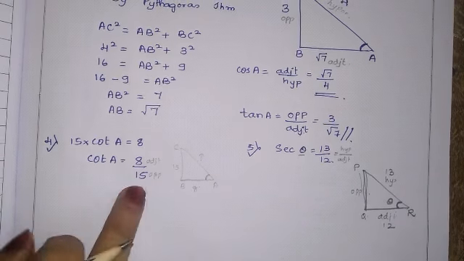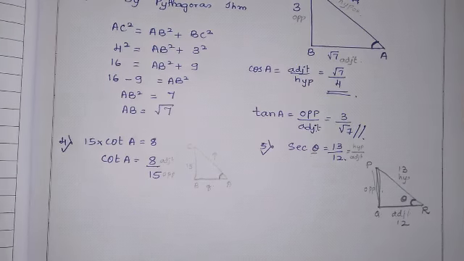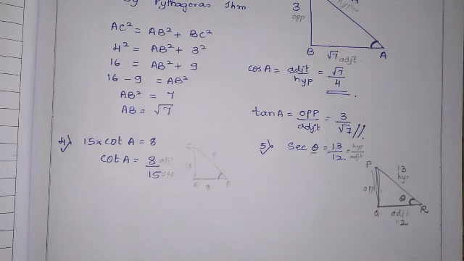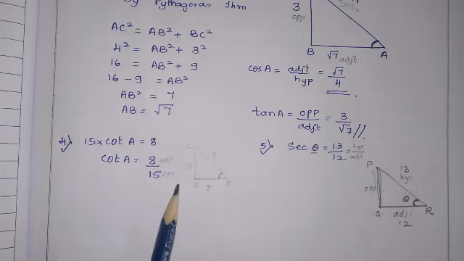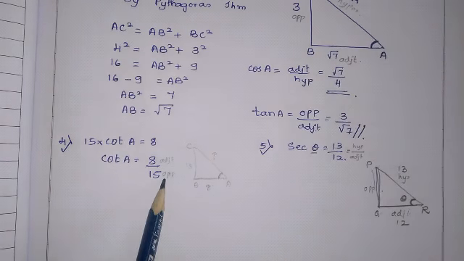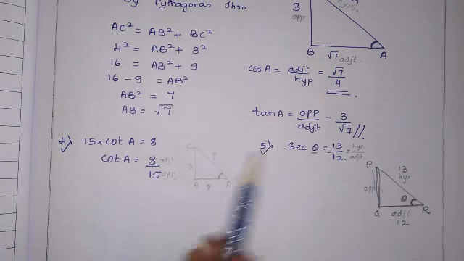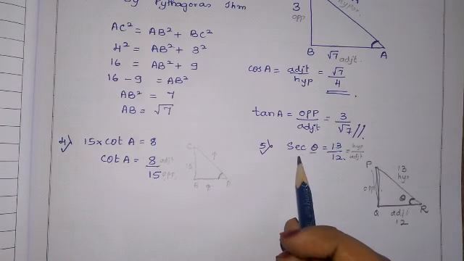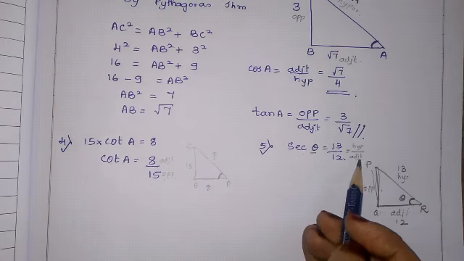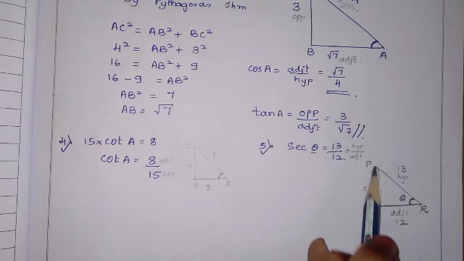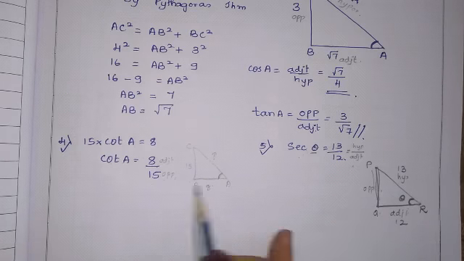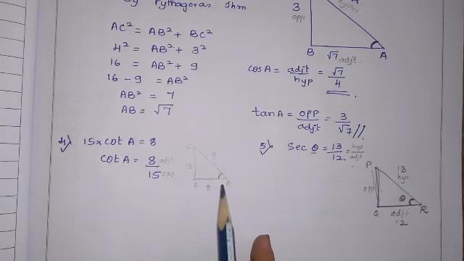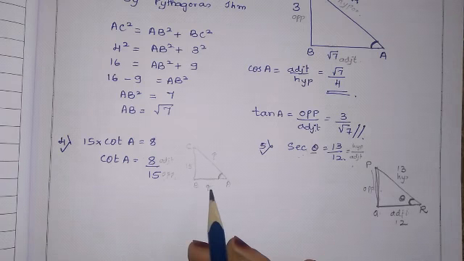These two you try yourself. I have given you a hint also. What you have to do, it's very easy. Cot you should remember, it is adjacent upon opposite. Why? Tan is opposite upon adjacent, so cot is the reverse. Sec is the reverse of cos. Cos is adjacent upon hypotenuse, sec is hypotenuse upon adjacent. So I have shown you by drawing small figures also. You have to do it by yourself.